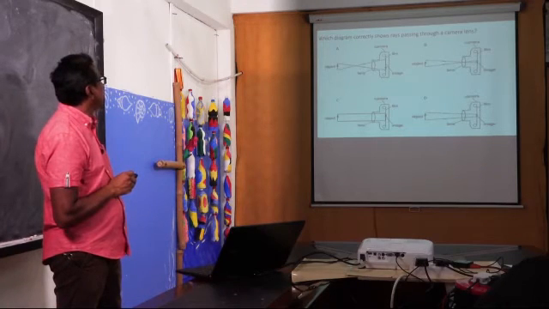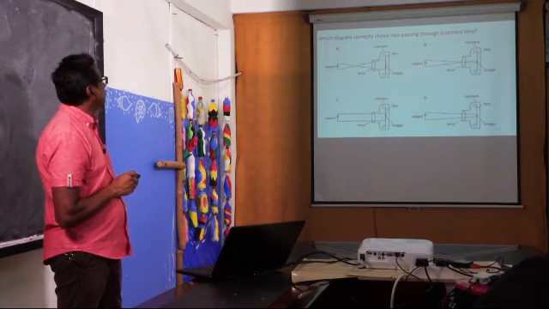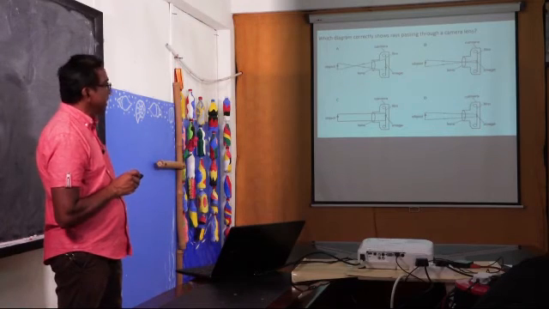Here, which diagram correctly shows rays passing through a camera lens?